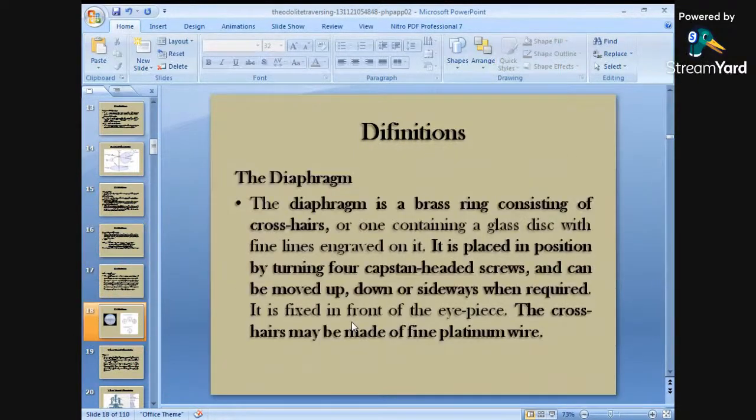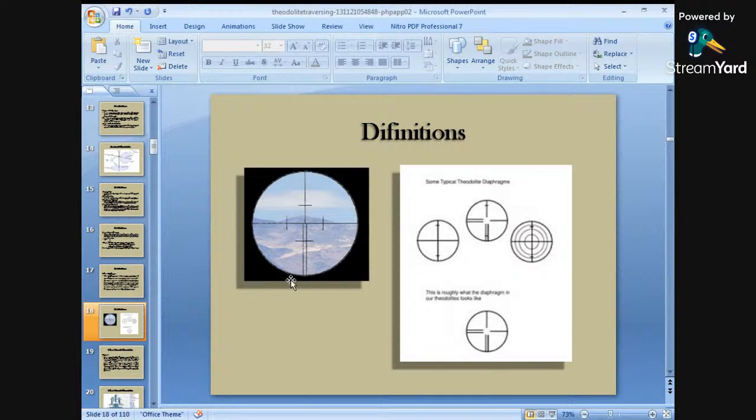Okay. After that, diaphragm. Whenever you see through your telescope, you will find a circle, the diaphragm, which consists of a brass ring, which is called your crosshair. There is a photo of this. You can see that when you see through your telescope with the help of the eyepiece, there is a circular diaphragm provided, which consists of hairs.